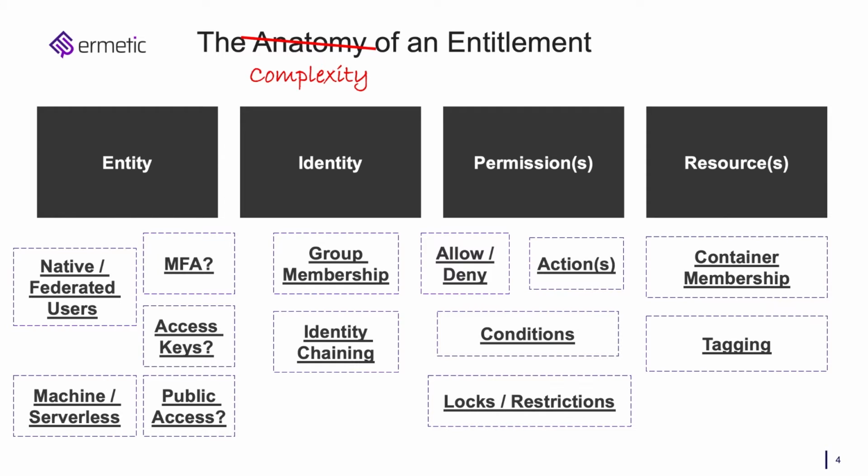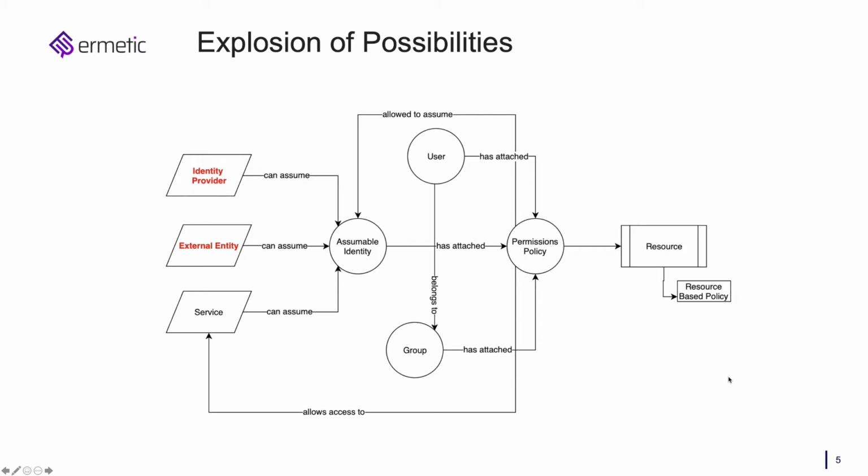Now, what happens when you have multiple entities? What happens when you have multiple identities? This just grows exponentially and becomes very difficult to understand and track. So, if I were to try to map all this out, we would end up with a graph that looks something like this. You can see that we might have multiple entities represented here by the identity provider, the external entity, and the service entity that can all assume a single identity.